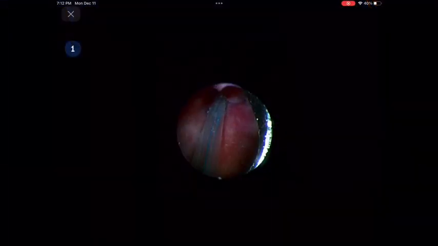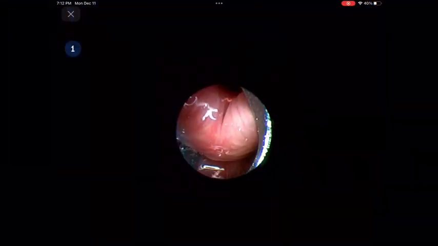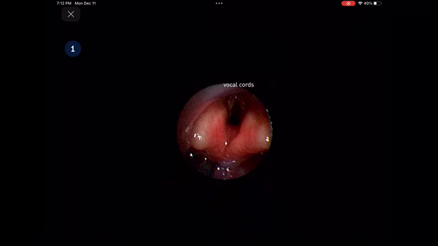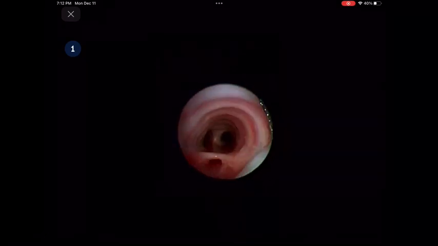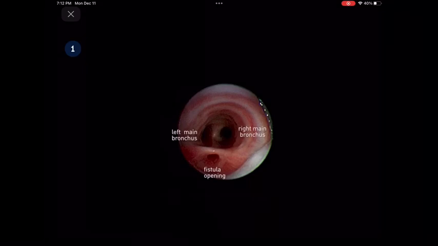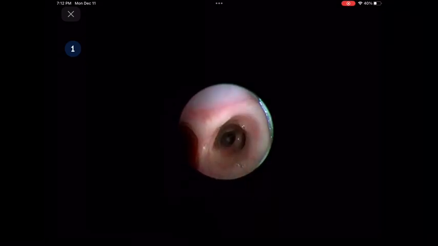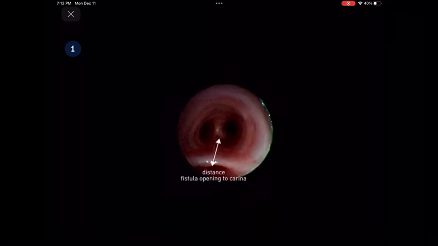fistula. The bronchoscope is introduced into the vallecula. The tube is advanced through the vocal cords and the tracheoesophageal fistula is identified. The carina and both main bronchi are visualized, and the distance from the carina to the fistula is measured.